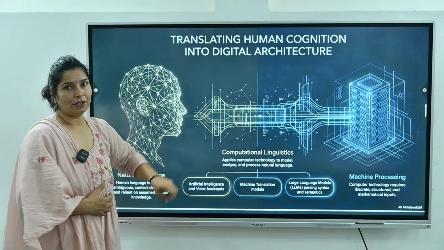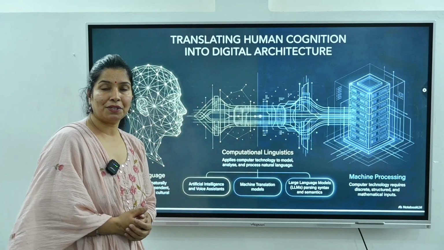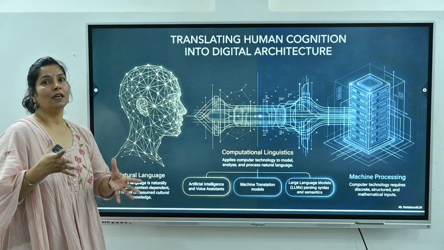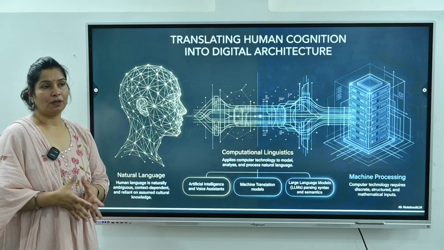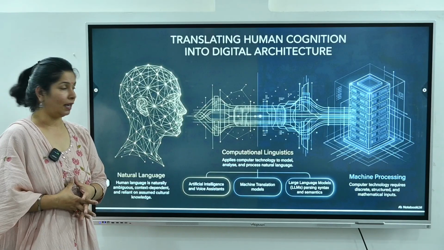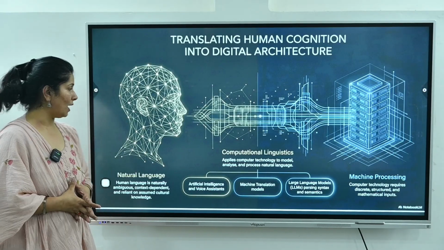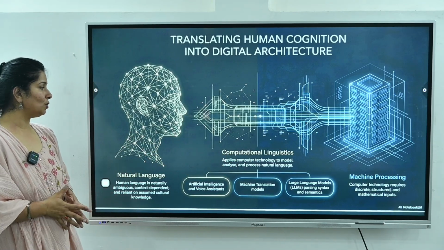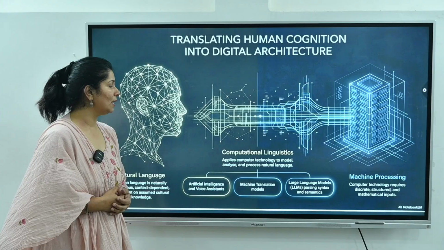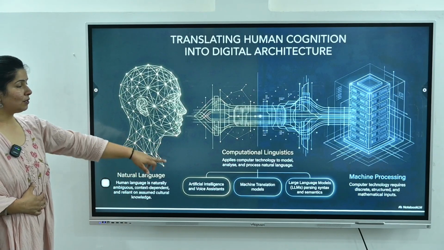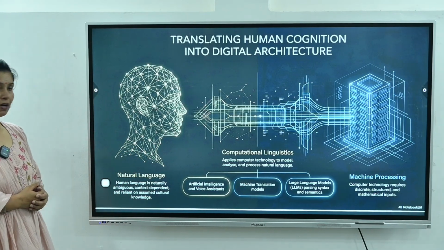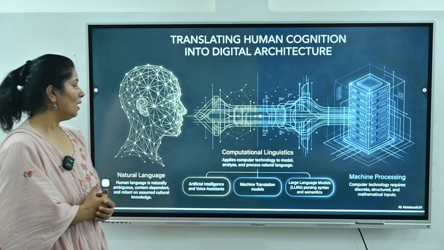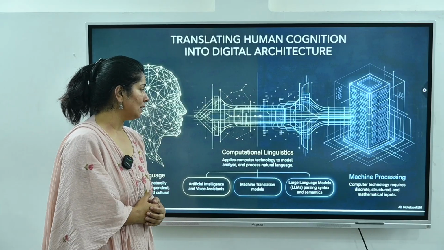Another important branch of macro linguistics or applied linguistics is computational linguistics. It is a more trending branch of linguistics in the modern world and day-to-day life, in the present scenario. It applies computer technology to model, analyze, and process natural language. It is used in artificial intelligence, voice assistants, machine translation models, large language models, and parsing syntax and semantics.